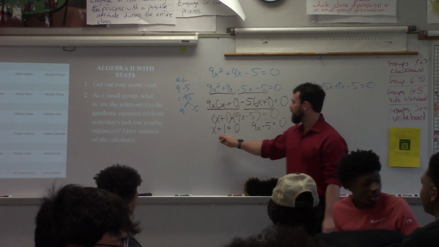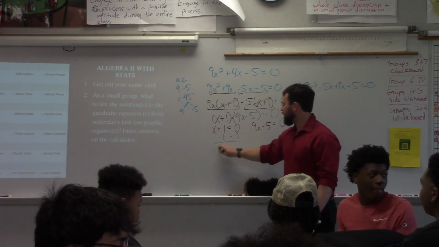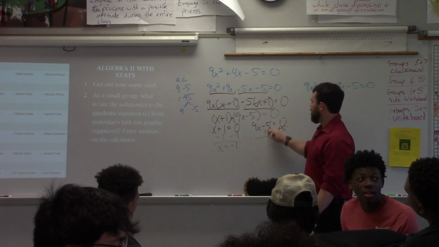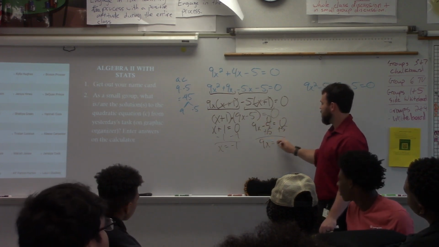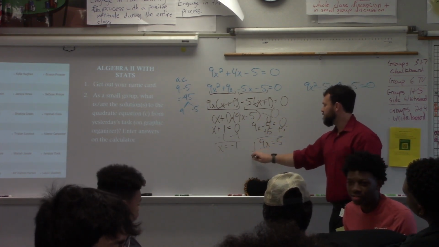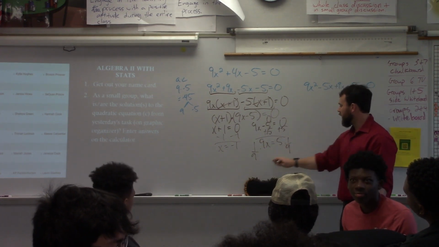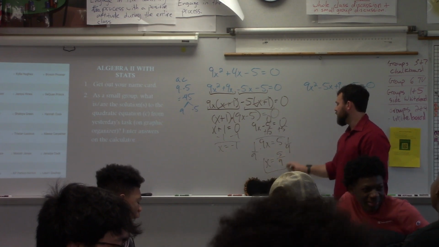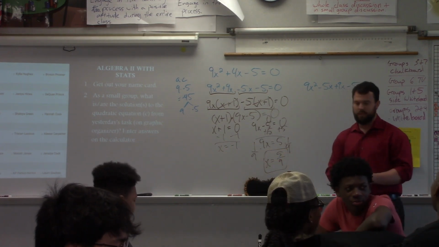Don't forget, we would now finish solving. X equals negative 1, and x equals 5/9, or 5 divided by 9. So you're doing the reciprocal. Use the reciprocal there, yes sir.